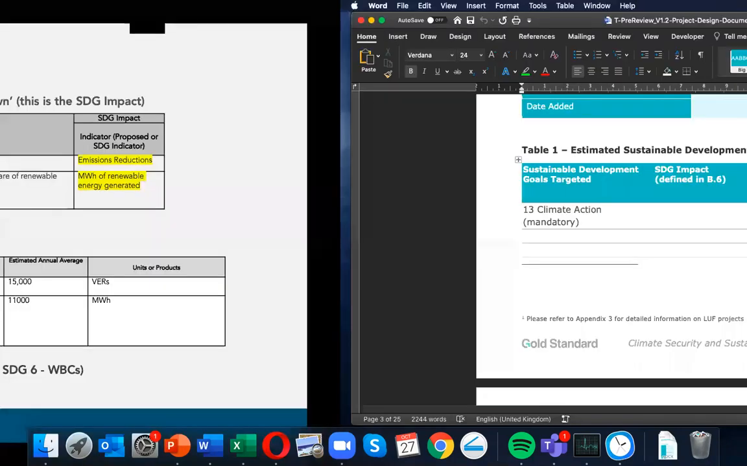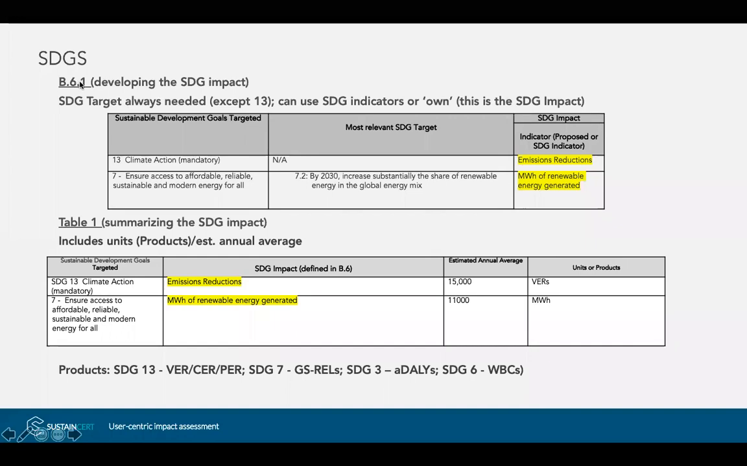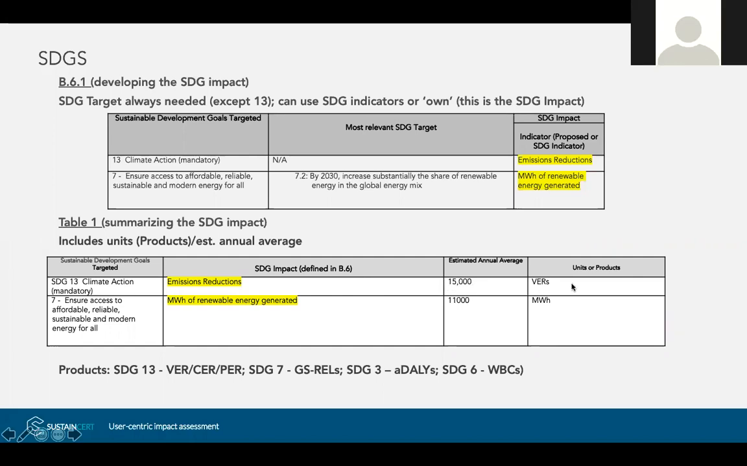The best way for me to show that is on screen. So B6.1 here, once the SDG impact has been demonstrated via the indicator, it is the indicator that moves across to table 1, so that some numbers can be attached to the estimated impact, and also the units or the products requested. Hopefully these tables will clarify what is expected at each point, and how the information should be transferred.